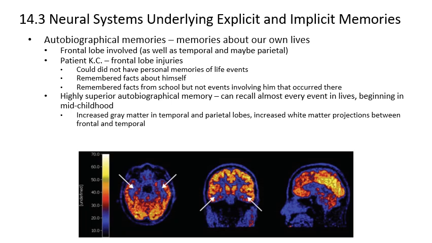He remembered the information he had learned in high school, but he couldn't remember any events that involved him occurring at his high school. There are individuals who have highly superior autobiographical memory, who can recall almost every event in their lives beginning in mid-childhood, and this is associated with increased gray matter in temporal and parietal regions and increased white matter projections between frontal and temporal regions.